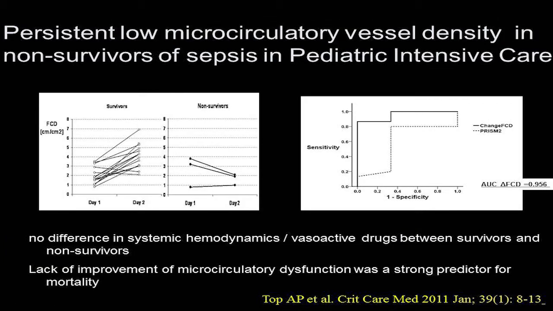And we did look at these data a little bit closer, and what we noticed was that there was a difference between survivors and non-survivors. As you can see here, in the survivors between day 1 and day 2, there was a significant increase in functional capillary density, whilst this was lacking in the non-survivors. And although this is a study in a small group of patients, we found that this had a significant prognostic value for outcome, which is for mortality.